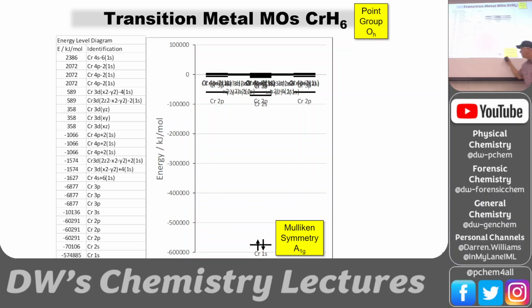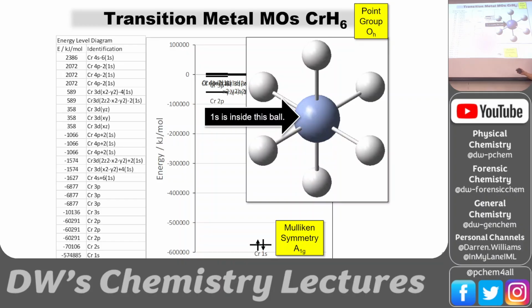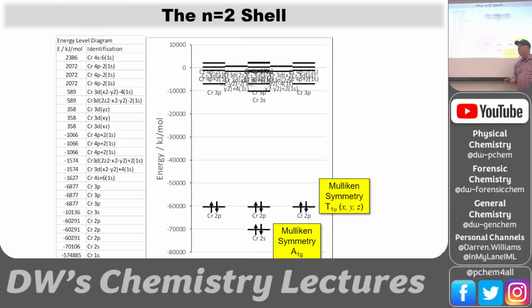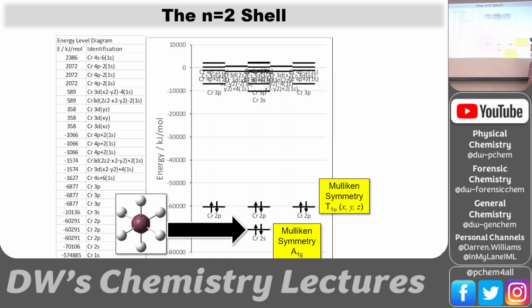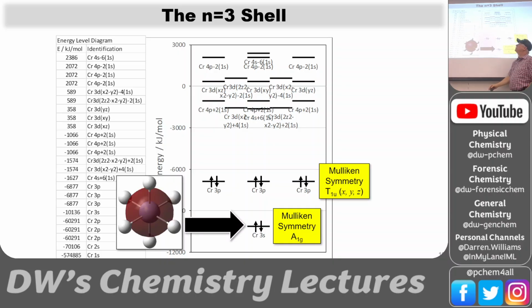So in terms of the symmetries, again, s orbitals are all A1g. And so the 1s orbital is deep inside that ball, so we can't even see the s orbital on the ball and stick model. Then we get to the 2p's and the 2s. So here's the 2s, Mulliken symmetry A1g, and the px, py, pz, that's T1u in this octahedral arrangement. And so here, now we can see at least the 2s. The 2s is about the size of the blue ball in that molecule. And then here's the p orbitals.